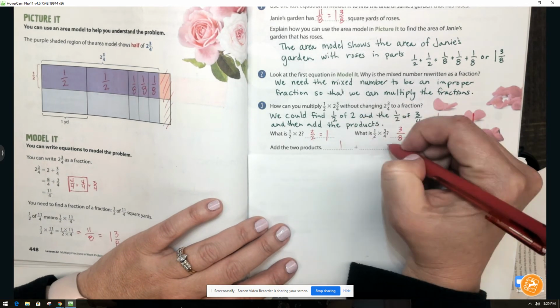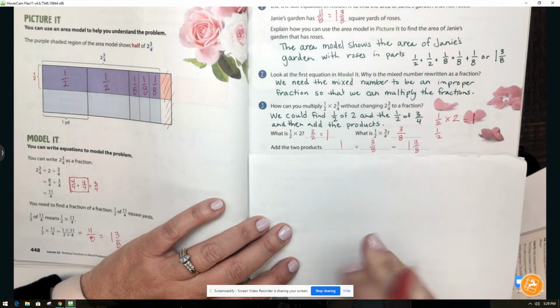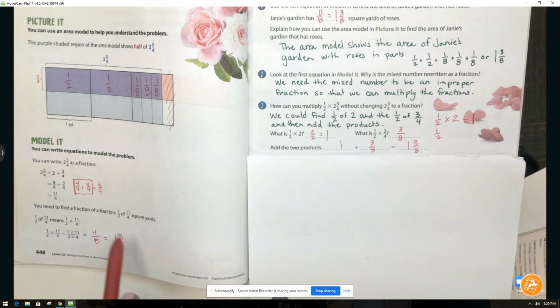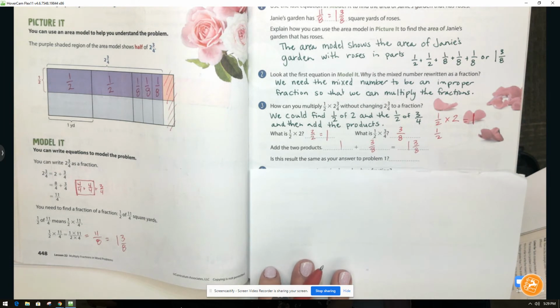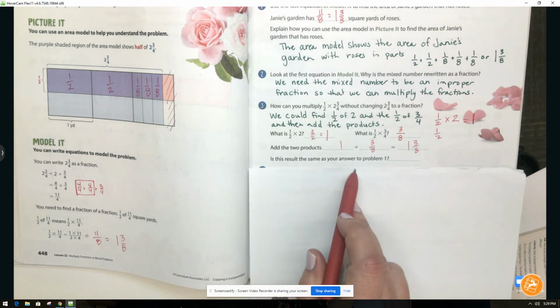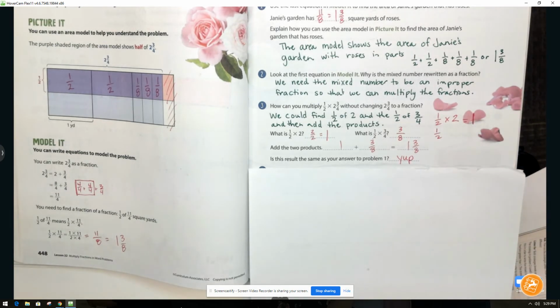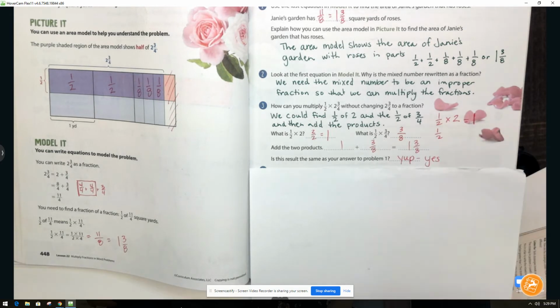So once we add those 2 products, we get an answer of 1 3/8, which does give us the same answer as both the area model and changing the mixed number into an improper fraction. And honestly, it saves us from having to turn it back into a mixed number. So maybe this will become my best method. I think it's kind of a cool idea. So is this result the same as our answer to problem 1? Yep. It is the same, or more formally, yes.